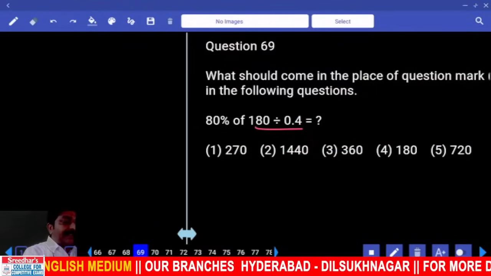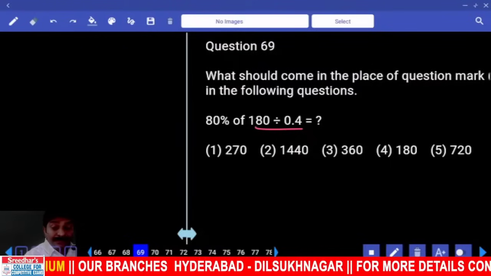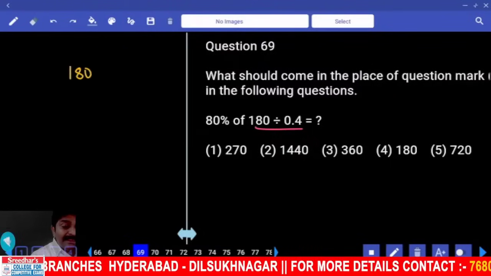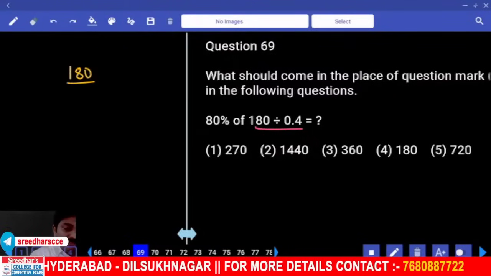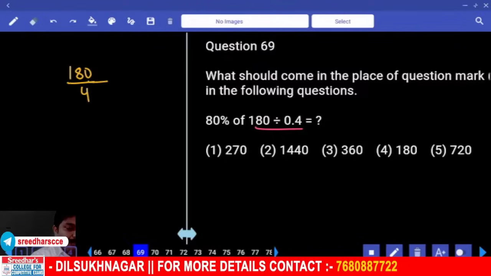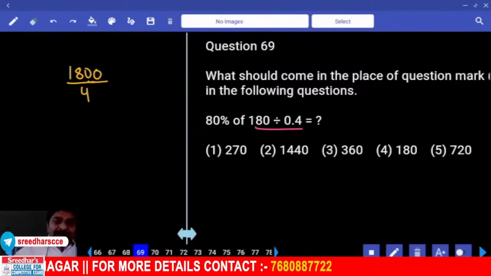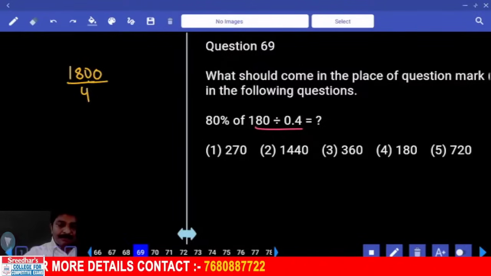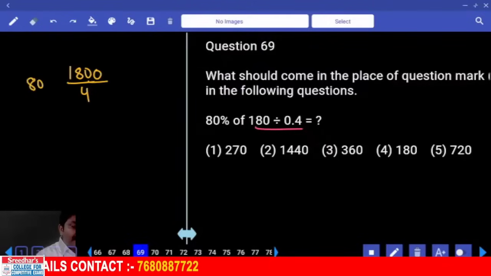0.4. Can we write it as 4 by 10? 180 divided by 0.4. That I am going to write it as 4 by 10. Denominator in denominator comes to numerator. Are you okay? And now upon this we have to calculate 80%.